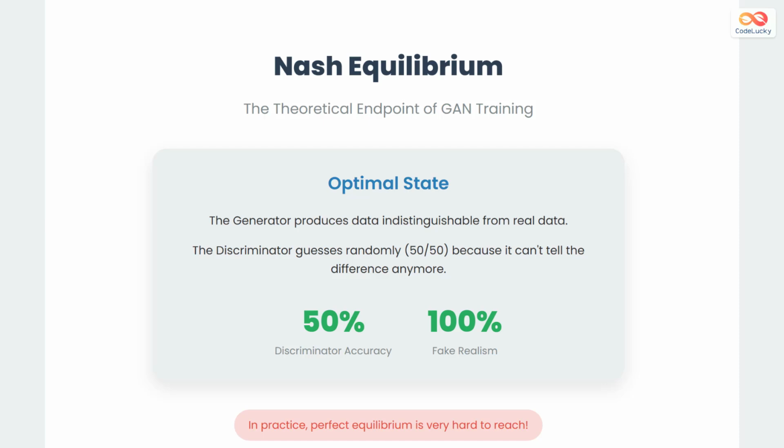Ideally, this training ends at what is called a Nash Equilibrium. This is a state where the generator produces such perfect data that the discriminator can no longer tell the difference. At this point, the discriminator would just be guessing randomly, like flipping a coin.